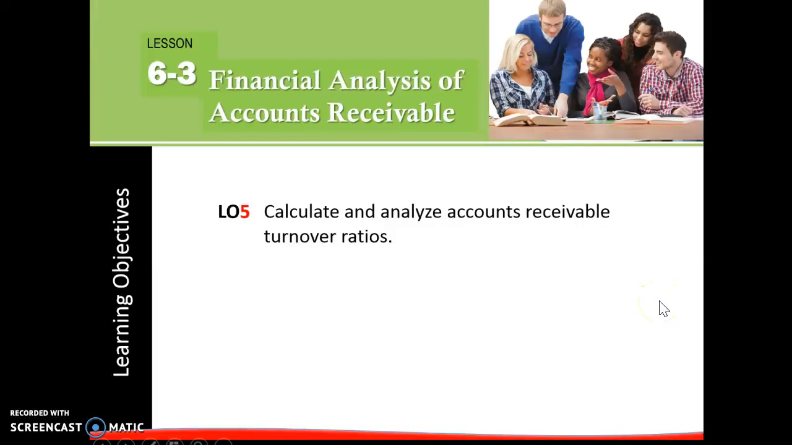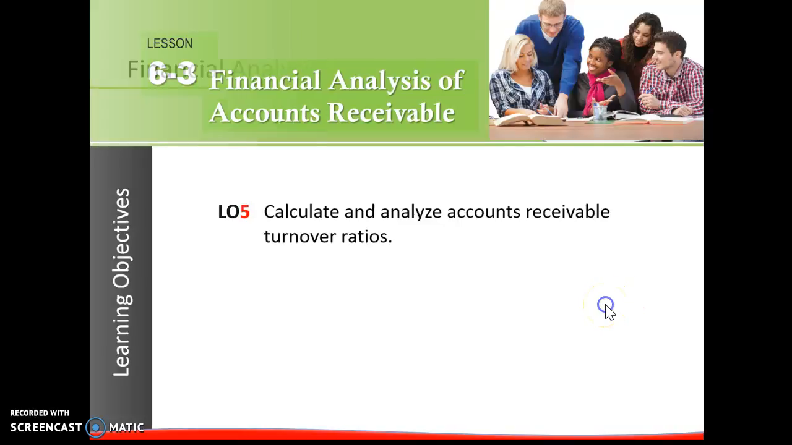Three is financial analysis of accounts receivable. We have one objective. You need to be able to calculate and analyze accounts receivable turnover ratios.